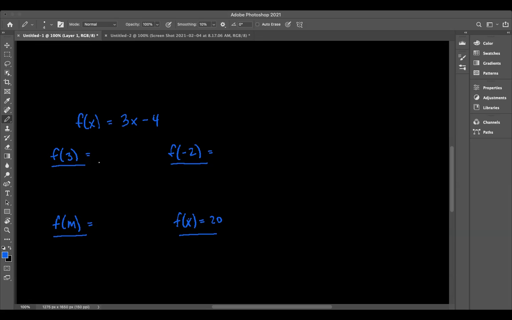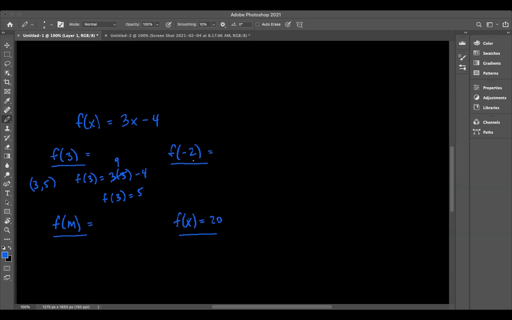Okay, so wherever there's an x, we're going to put 3 in for it. So again, we go f of 3 times 3 minus 4. Okay, so that's 9. 9 minus 4 is 5. So f of 3 is equal to 5. So the output would be 5. If we wanted a coordinate point out of that, we would have (3, 5). Okay, so that's good to know.